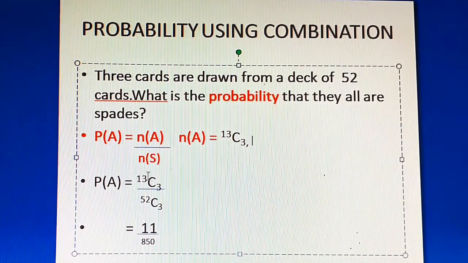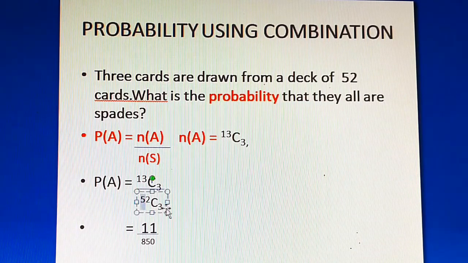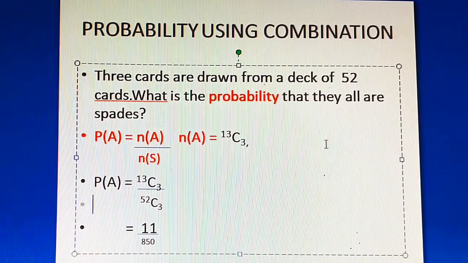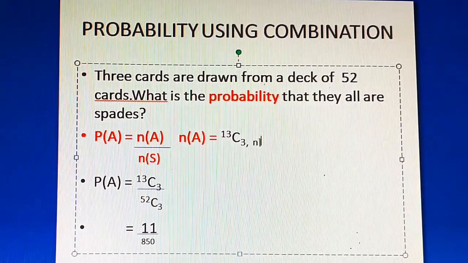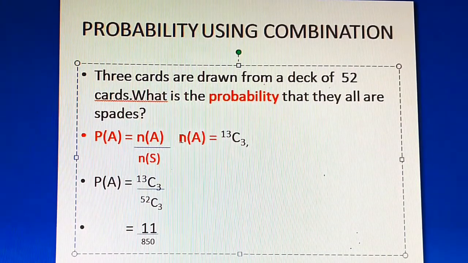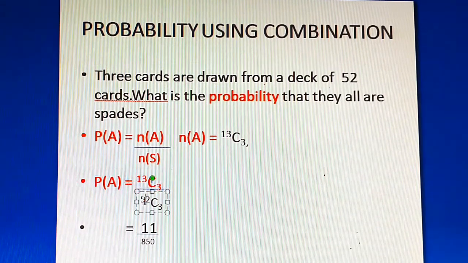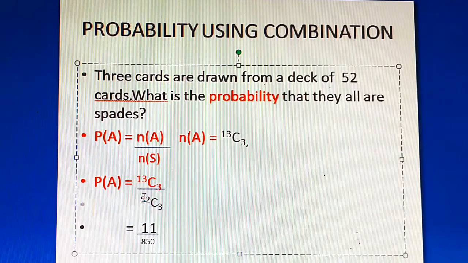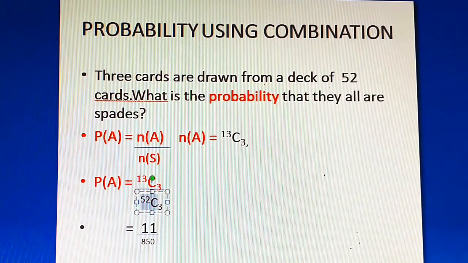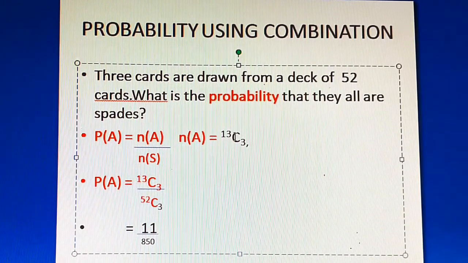N of S is nothing but total possible outcome, right friends? So from 52 cards, you are going to select 3 cards. That will be your N of S. Okay, students, so your N of A is 13C3 and N of S is 52C3. Just substitute in the formula. P of A is equal to N of A divided by N of S, so 13C3 divided by 52C3.